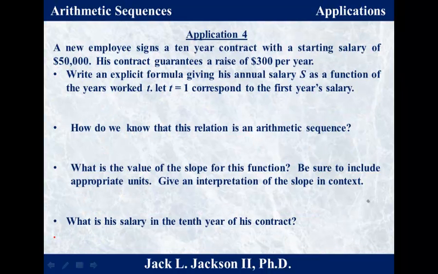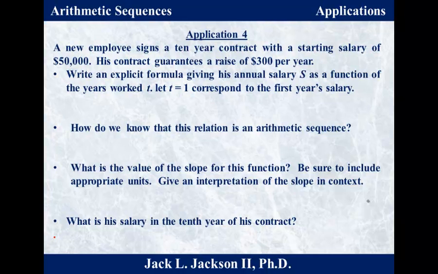Alright, application 4. A new employee signs a 10-year contract with a starting salary of $50,000. His contract guarantees a raise of $300 per year. Write an explicit formula giving his annual salary S as a function of the year's work, T. Let T equals 1 correspond to the first year's salary.